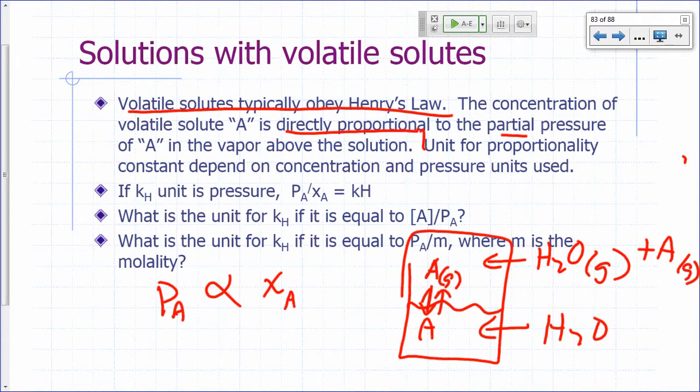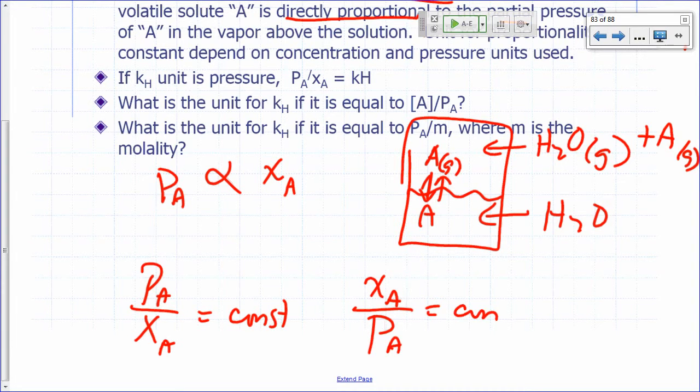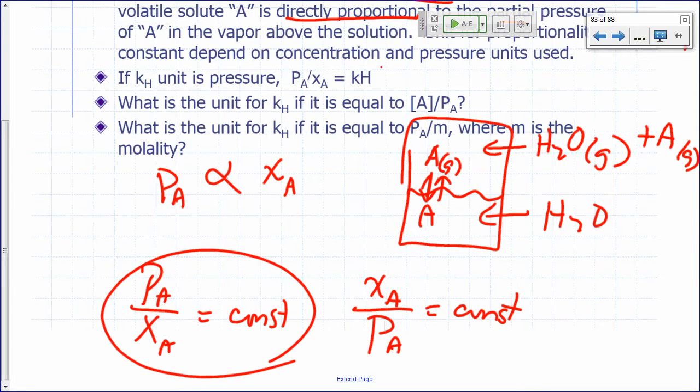So it's directly proportional to its mole fraction, if we want to use mole fraction as our way of expressing concentration. In other words, you can say then that P sub A over X sub A is equal to a constant, or you can say X sub A over P sub A is equal to a constant. Anytime two things are directly proportional, the ratio of those two things is a constant. Whatever the constant is depends on how you write your equation, and we generally refer to that constant as K sub H.